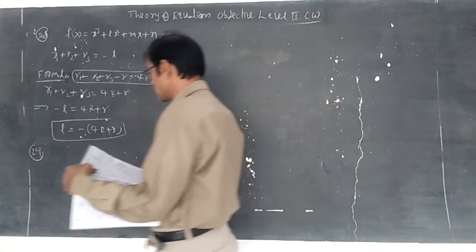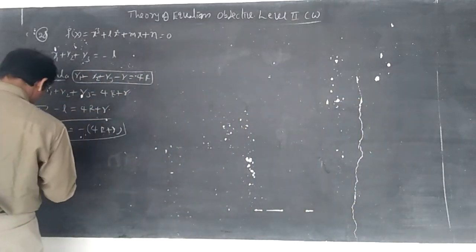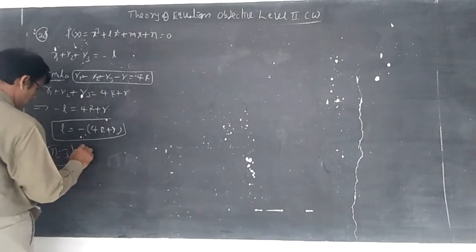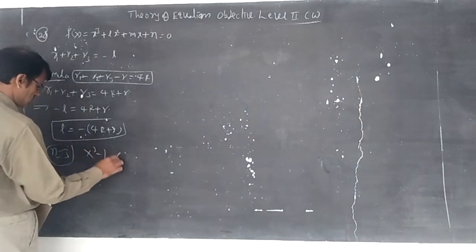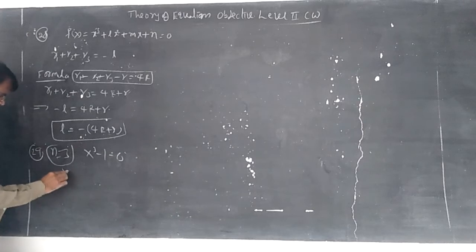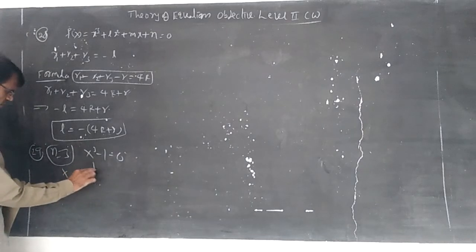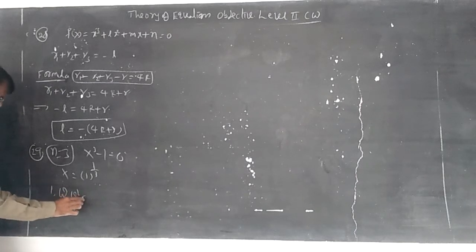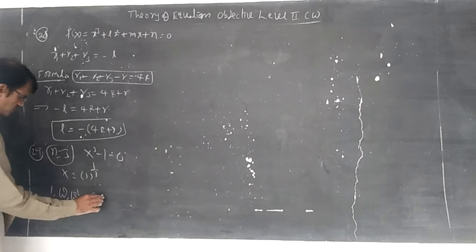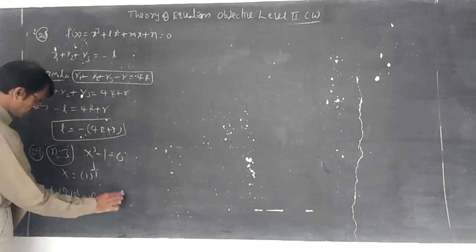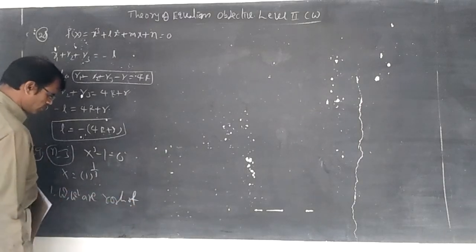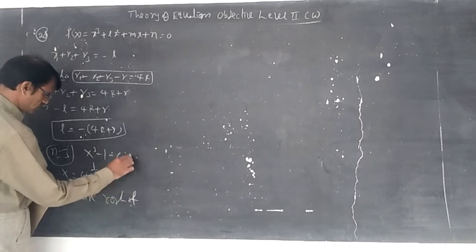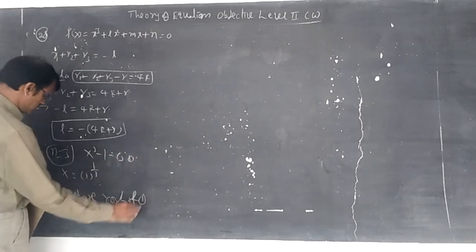So let us consider x cube is equal to 1. I am writing here n is equal to 3. So it is nothing but x cube is equal to 1. So x is equal to 1 power 1 by 3. That means 1, omega, omega square are the roots of it.